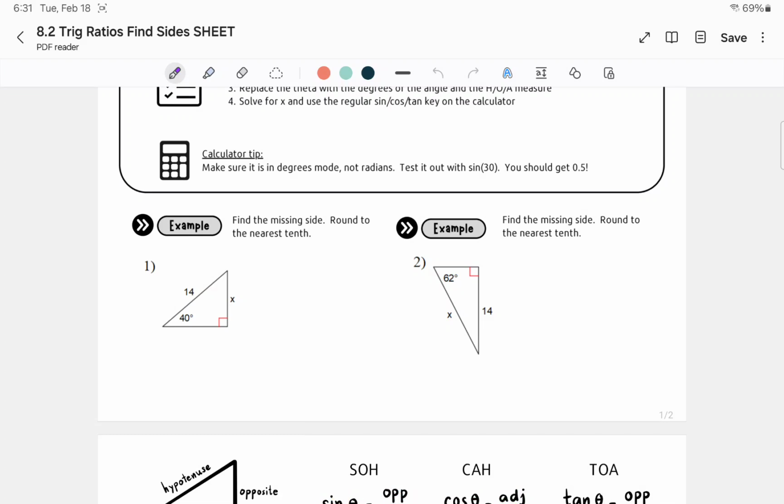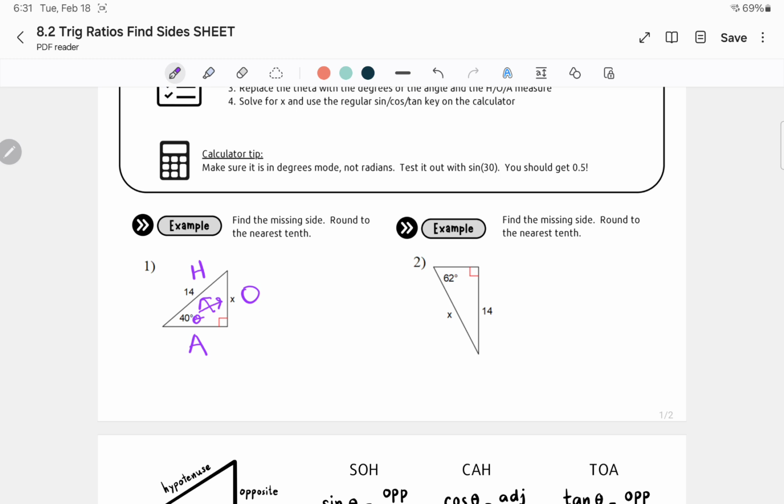All right, so we're going to find the missing side, and we're going to round to the nearest tenth. First, we're going to label our H, O, and A. H is across from the right angle. O is opposite the angle they're giving us, right? They're giving us 40. We can actually make that theta if that helps. And then our last side is A.